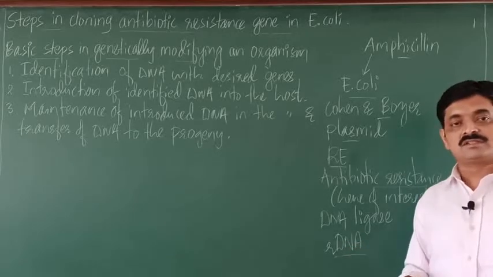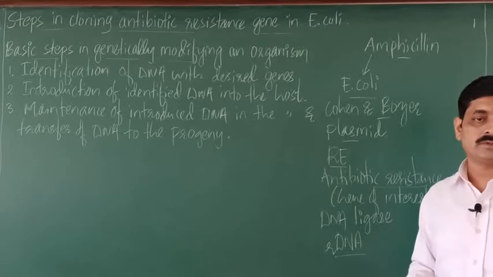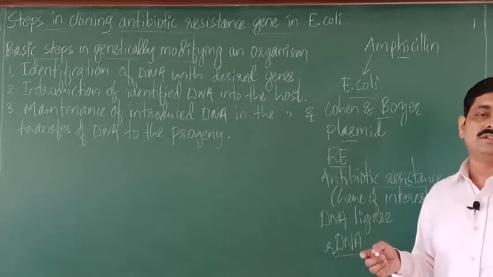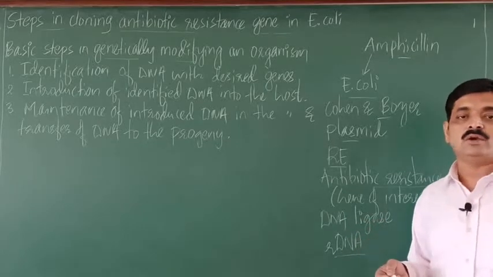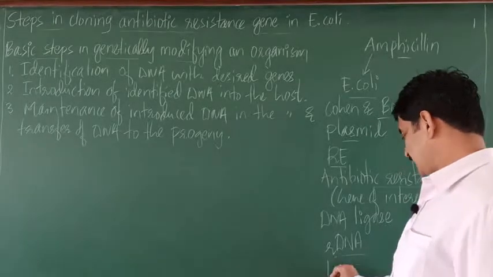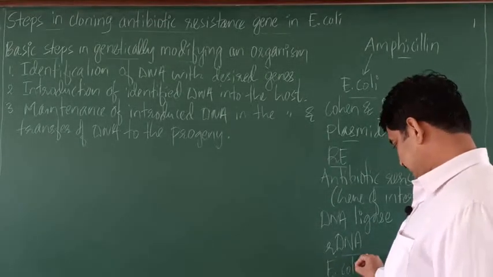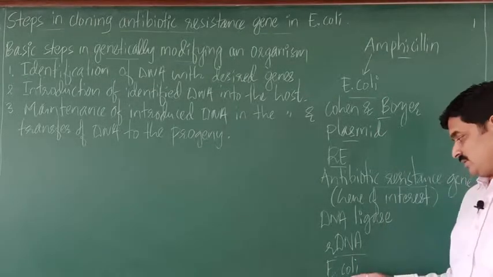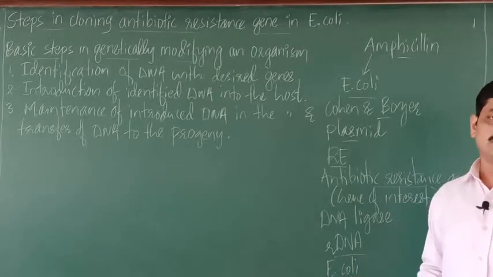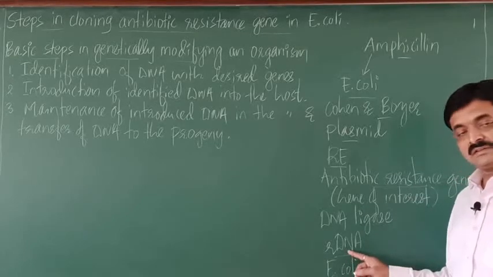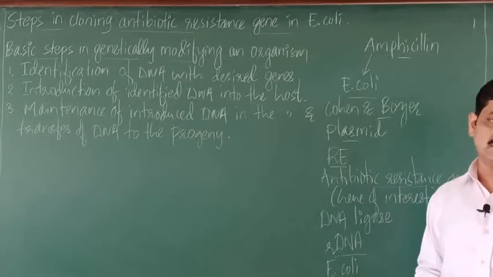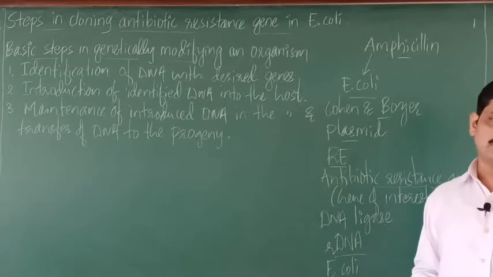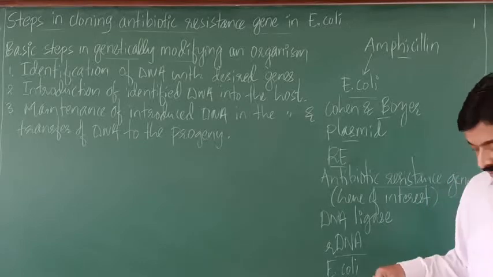Now what did they do with this recombinant DNA? They transferred this recombinant DNA into a host, that is E. coli. So recombinant DNA was transferred to E. coli. Now this E. coli was having this recombinant DNA. So in this E. coli, gene cloning took place. How? See here.